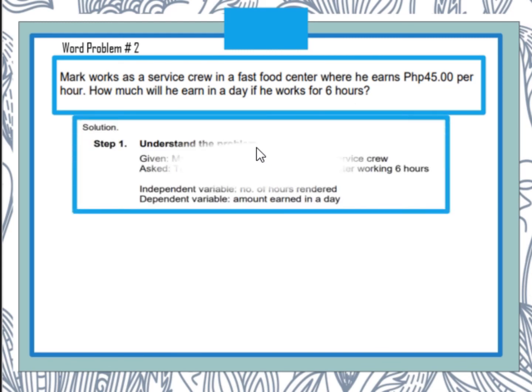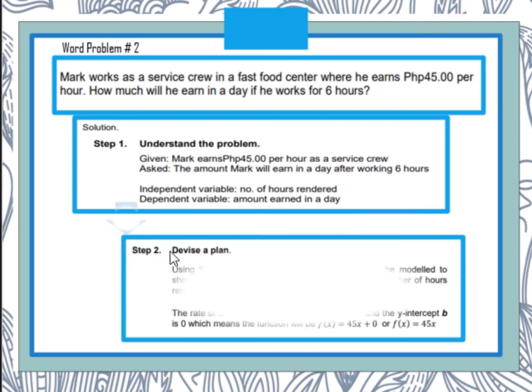Dito, ang una nating gagawin ay to understand the problem. So, based from the given, Mark earns 45 pesos per hour as a service crew. Ang tinatanong ay kung magkano ang kanyang magiging kita sa isang araw kung 6 na oras siyang magtatrabaho. In that case, our independent variable will be the number of hours rendered, and the dependent variable will be the amount earned in a day.